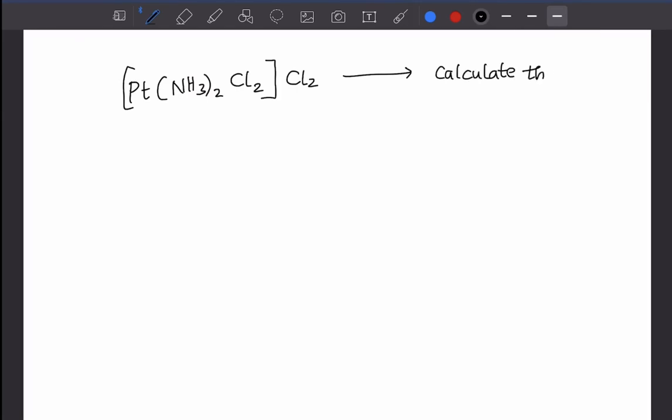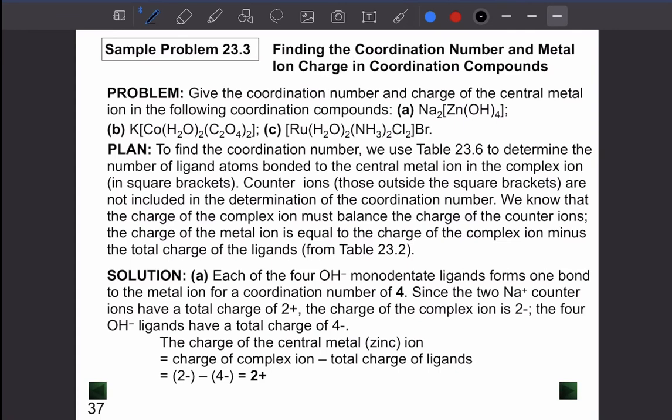Now, take another example of platinum: Pt(NH3)2Cl2. So now here, calculate the charge of the platinum. So pause the video right here and try to solve this problem and calculate the charge of the platinum metal. Also take a pause on this slide as well.